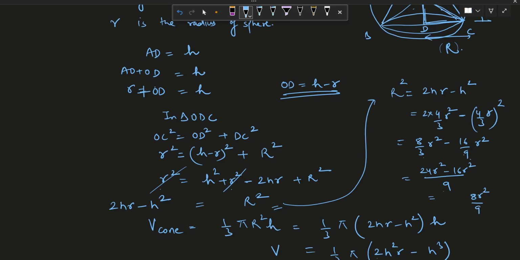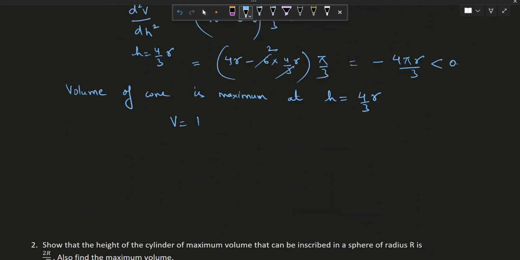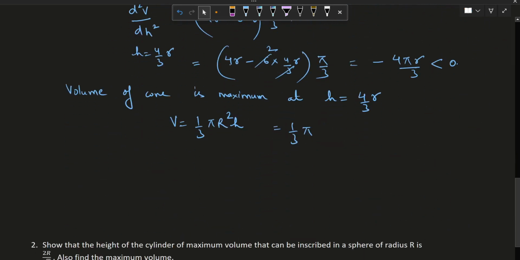8 r square by 9. Okay, so I got the value of the capital R square in terms of small r square, and h I already have. So volume formula is 1 by 3 pi r square h. Let us cross check. I got r square as 8 by 9, this was 8 by 9 r square.